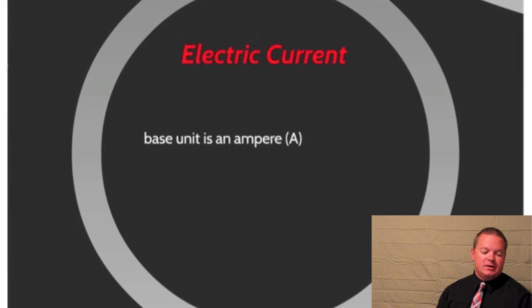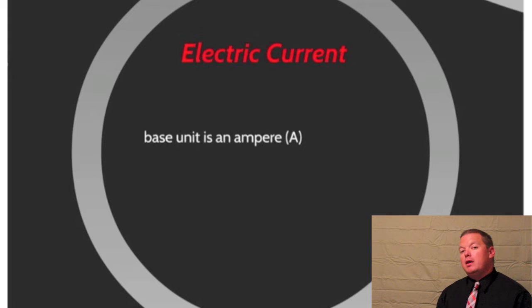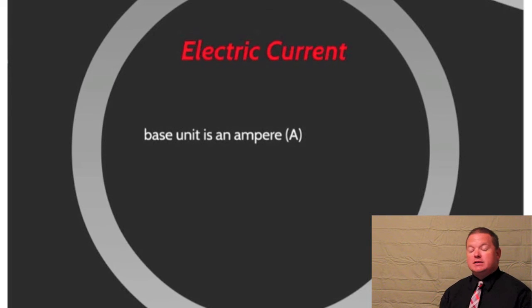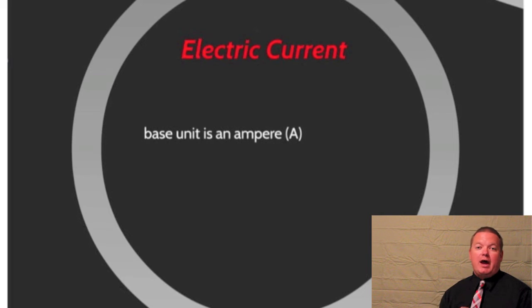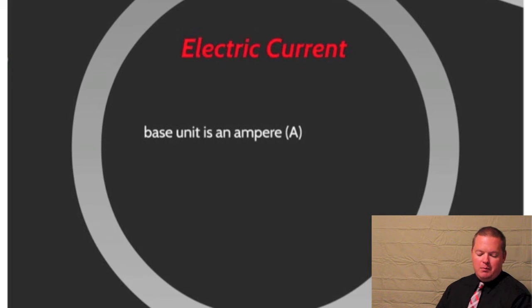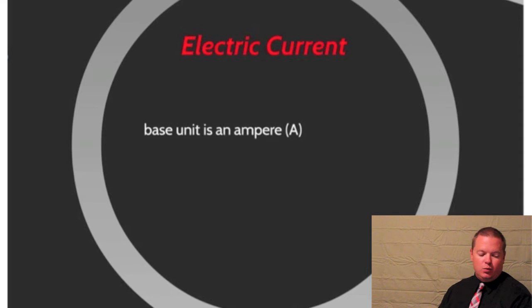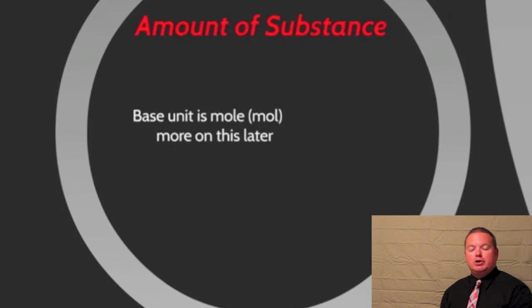The fifth one is electric current. We'll talk much more about electric current in much later chapters. I want you to be aware of the SI unit for that. It's the ampere, capital A. And we'll come back to that in great detail at the end of next semester in 112. But right now, I just want you to be aware of it.